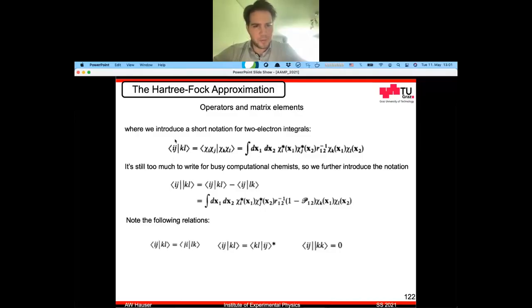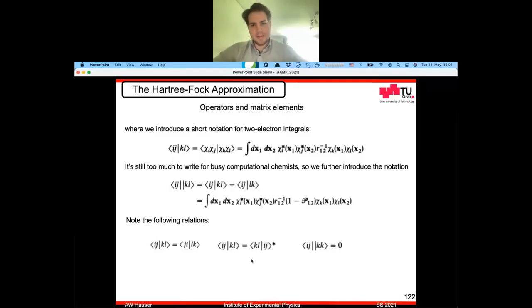We have a couple of relations. IJKL is equal to JILK. Well, this is obvious because we know the first electron here meets the first electron here. So this would be integral IK and integral JL. And the same here, JLIK doesn't change anything in the final outcome.